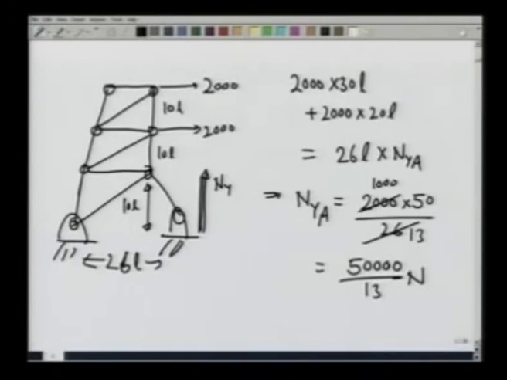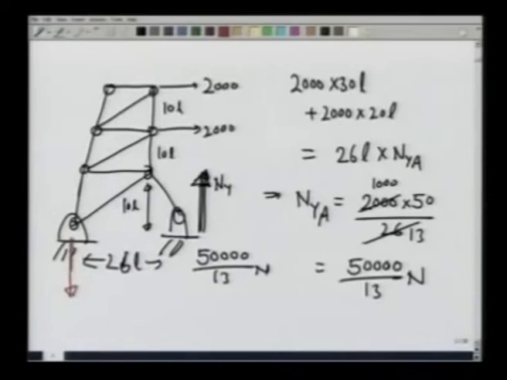So, this force up is 50,000 over 13 newtons, and from the Y force balance equation, the vertical force out here is going to be in the opposite direction, 50,000 over 13 newtons. This is from the equation written on the previous page. What we are now interested in is, can we determine the forces on different members of the truss, and this is what we are going to do next.